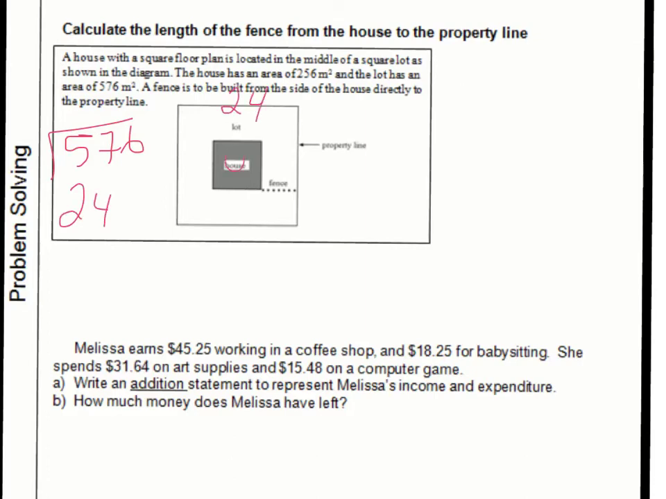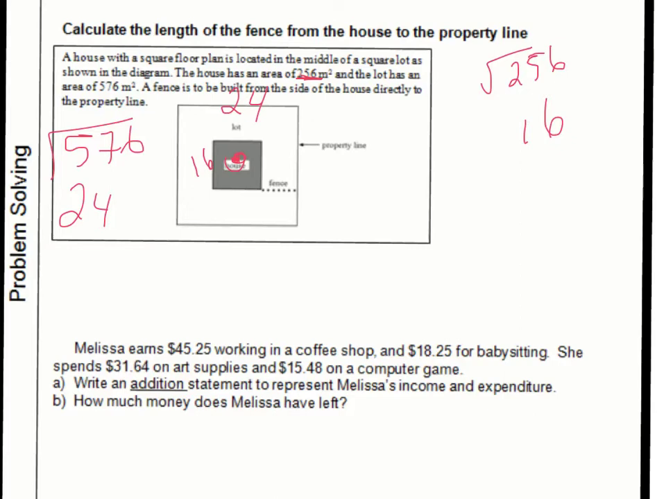We want to take the square root of the inner box, which is 256. So the square root of 256 is 16. So that means the house has a dimension of 16. Now, hopefully when you're doing your work, it's a lot neater. I'm just trying to figure this out so that it's quick.